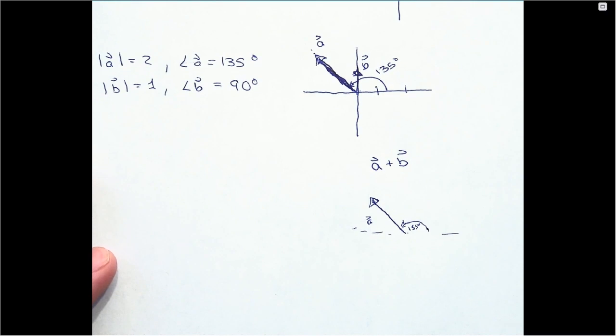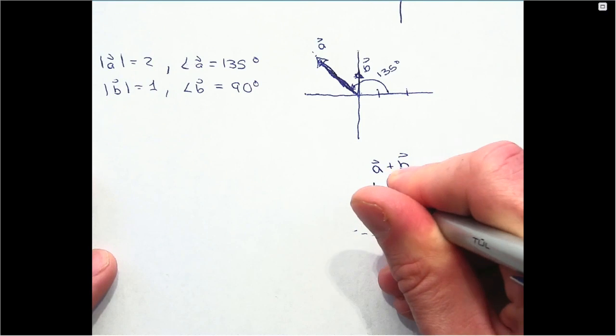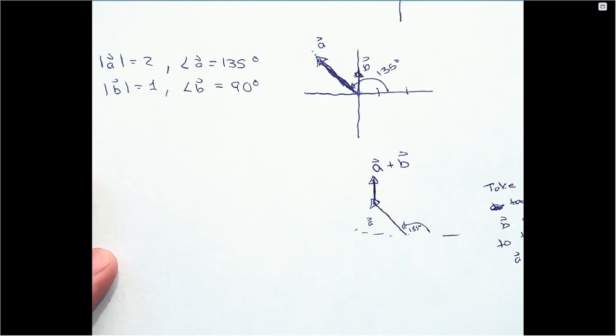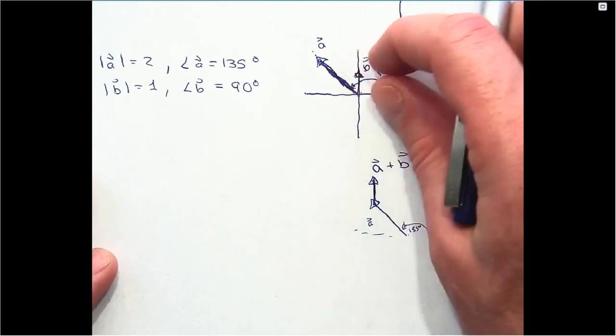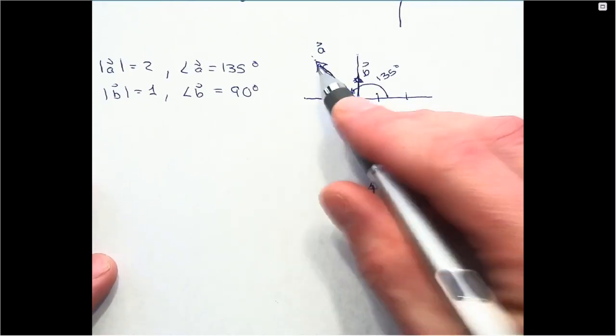So what I want to do now is take B. I'm going to take the tail of B, because that's the vector that I'm adding to A, and translate it to the tip of A. So just redraw that here. It is of unit length, meaning that its magnitude is 1, and it's at a 90-degree angle. Literally all I did is I moved B over to A. I moved the tail of B over to the tip of A.